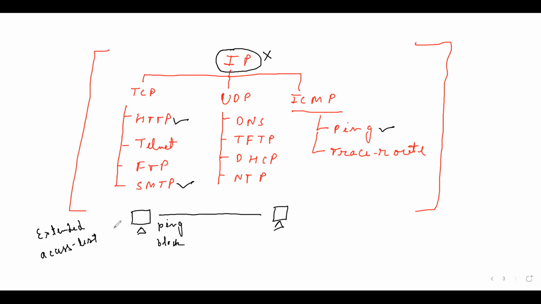Why? I want to block only ping requests, not HTTP service, not telnet, not FTP, not SMTP, not DNS, TFTP, DSCP, NTP, or trace route. I just want to block only this ping. So other services will work well. Only ping traffic will not go to this PC. So that is the main example here.